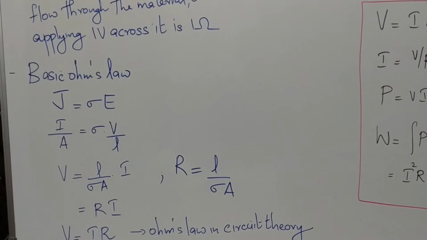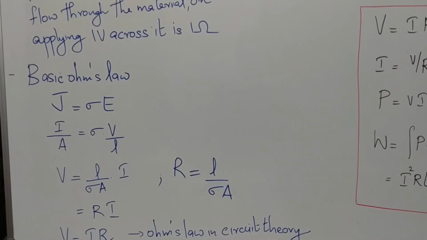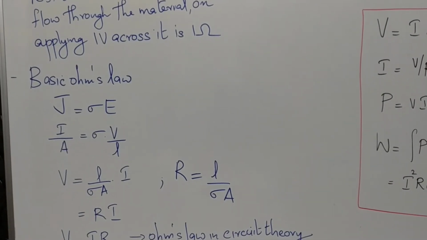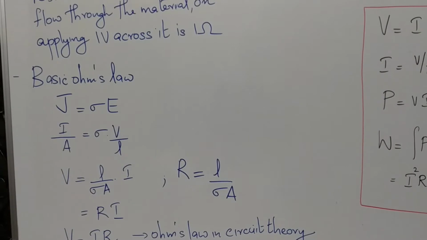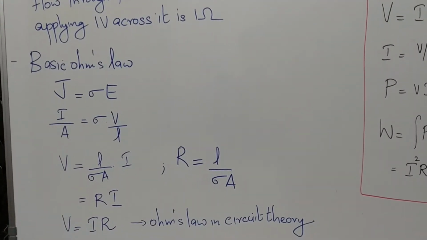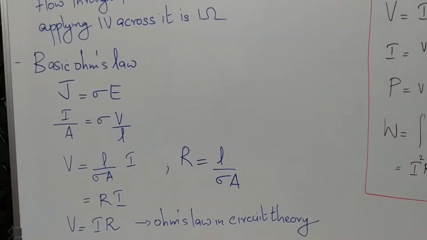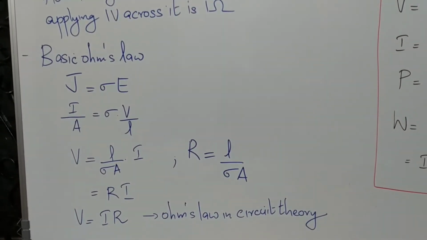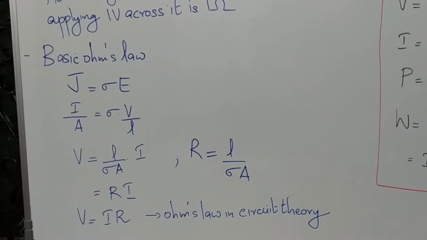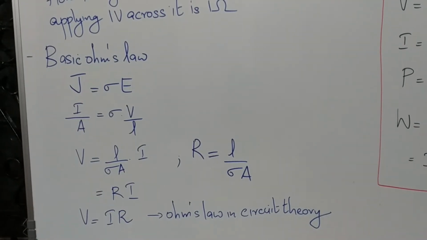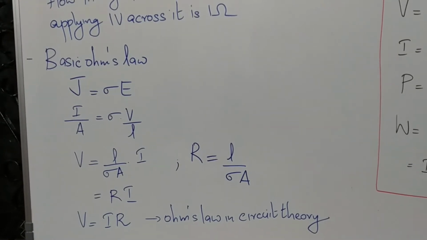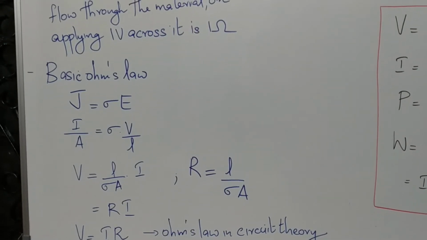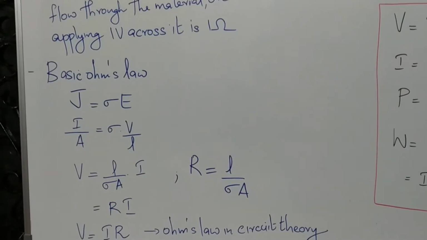Now here the length of the conductor is constant, conductivity of the material is constant, and area of cross section is constant for a given temperature. So R is constant for a given temperature. R equal to L by sigma A. So we'll get V equal to R into I, or V equal to IR, which is Ohm's law in circuit theory. So related to circuit theory, if you are asked to state Ohm's law, that is voltage equal to I into R, where R is constant.